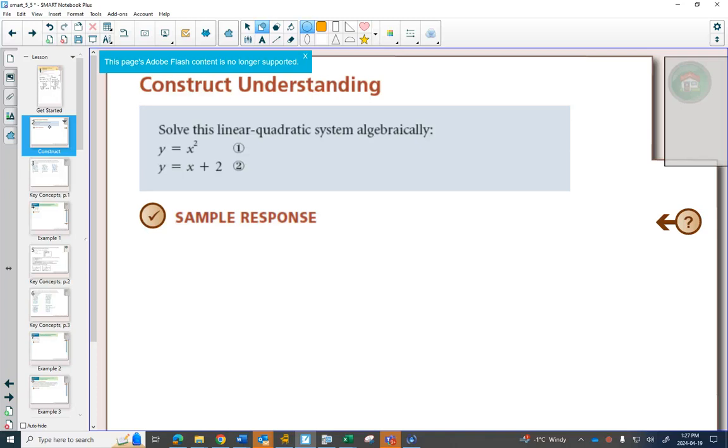And usually, well, they're actually somewhat the same, okay? But I find that students use the substitution technique a little bit more. You see that the y is already by itself. So that would let me, in equation 2, replace the y with x squared. And if I replace the y with x squared, I have a quadratic equation.